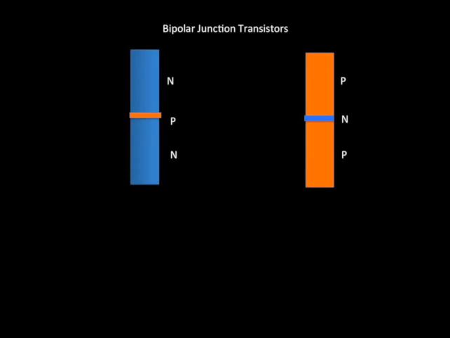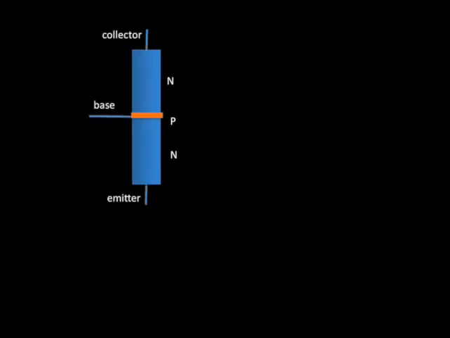The earliest commercial transistors were called bipolar transistors. They are also known as junction transistors. Basically, a bipolar transistor is a sandwich of N-type and P-type semiconducting material. Let's first look at the NPN transistor. Notice the very thin layer representing the base made of P-type material.